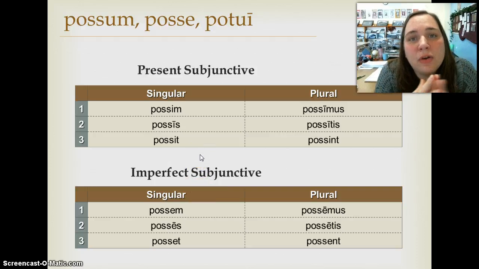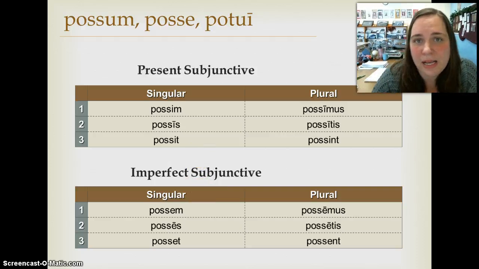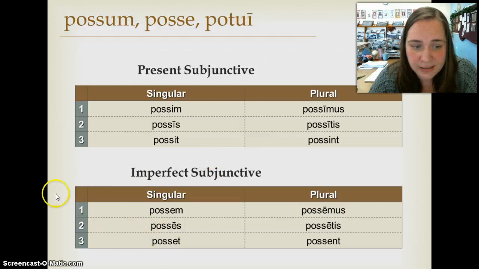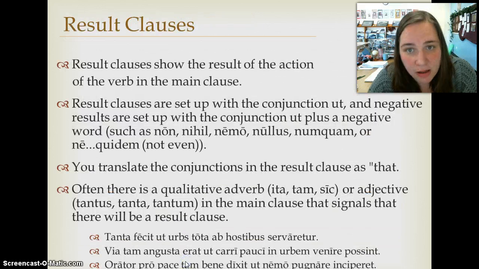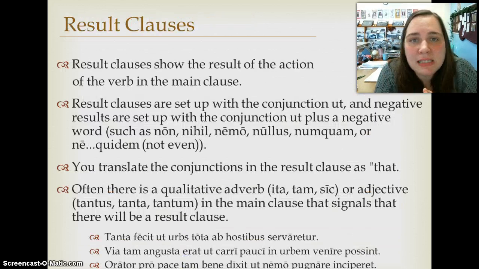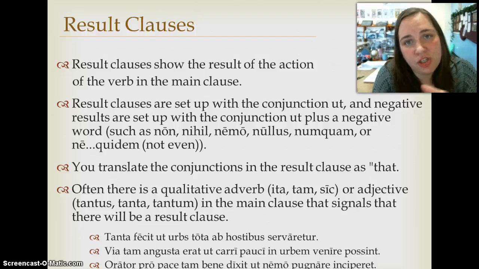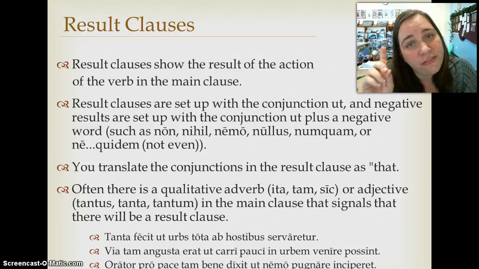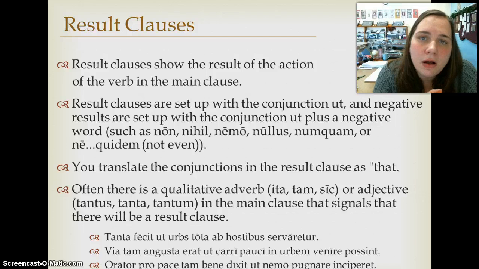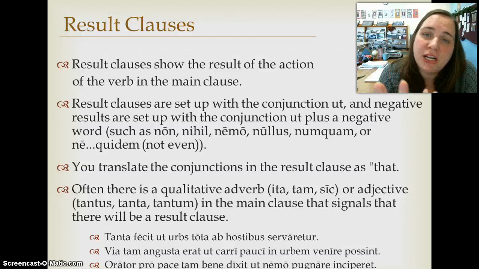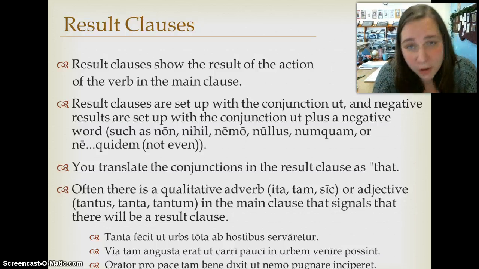Okay, now that we have learned those forms, what I want to look at now is another use of the subjunctive. And that is going to be result clauses. So result clauses are another subordinate subjunctive clause, just like the purpose clause. That was the first subordinate subjunctive clause that you learned. This is going to be the second. Result clauses show the result of the action of the main verb, just like purpose clauses show the purpose of the action of the main verb.